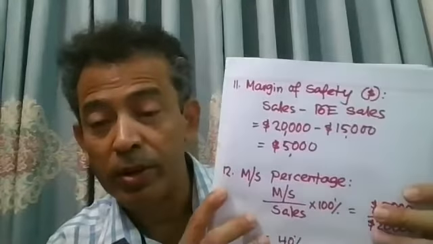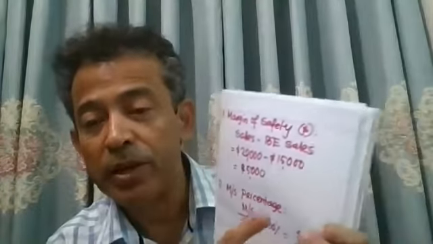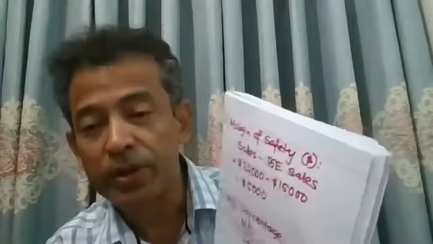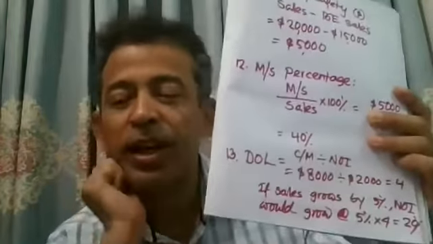Number 12 is MS percentage or MS ratio. MS percentage is margin of safety divided by current sales. Margin of safety was $5,000 and current sales is $20,000. So we have a 40% margin of safety. Then degree of operating leverage, DOL.